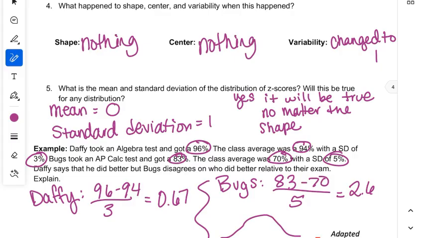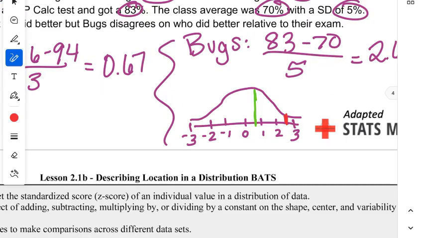Okay, so if we were to have this on a curve where we have our z-scores, let's see where they would be. So Daffy is 0.67. So this would be like right here. I don't know if I said Bugs or not. Whoops. Bugs is 2.6. So it's like right here. So who did better, relatively speaking? Bugs. Yeah, Bugs did better.